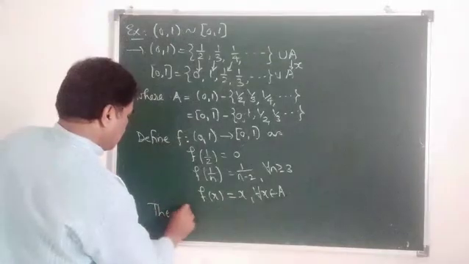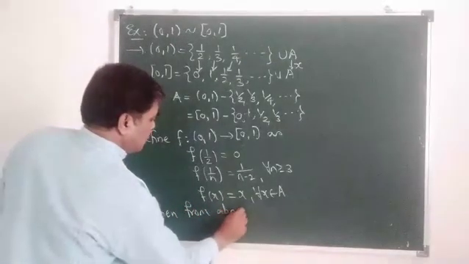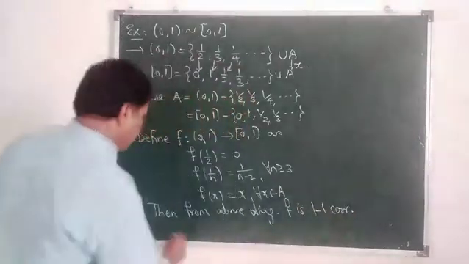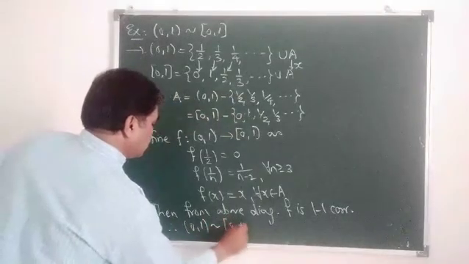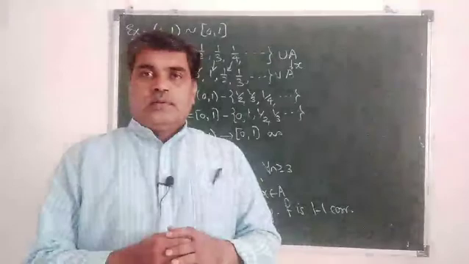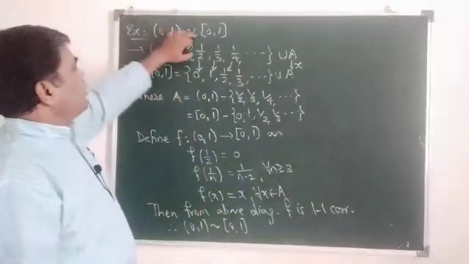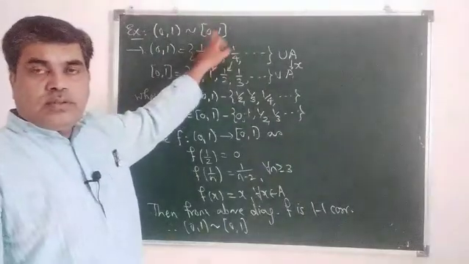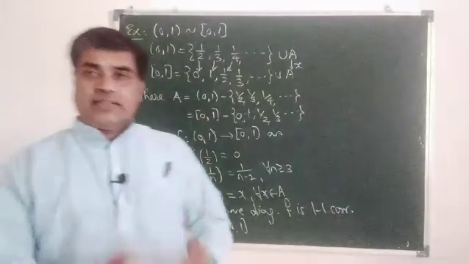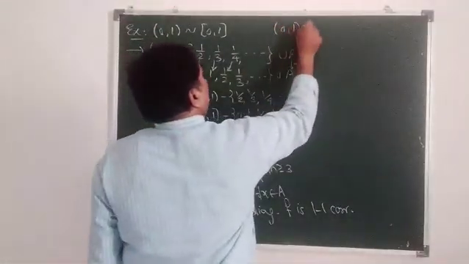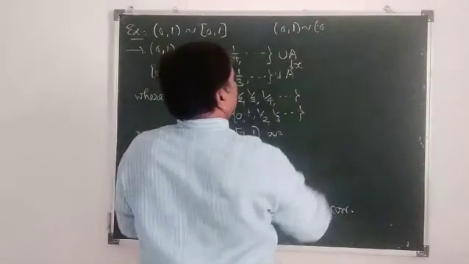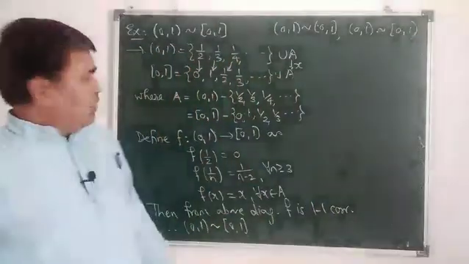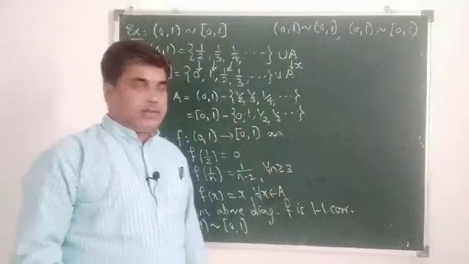Then from the above arrow diagram, f is a bijective function, a one-one correspondence, and therefore the open interval (0,1) is equivalent to the closed interval [0,1]. Again, for proving that the open interval (0,1) is equivalent to the closed-open interval [0,1) or the open-closed interval (0,1], we'll make such type of adjustment and we can easily show that.